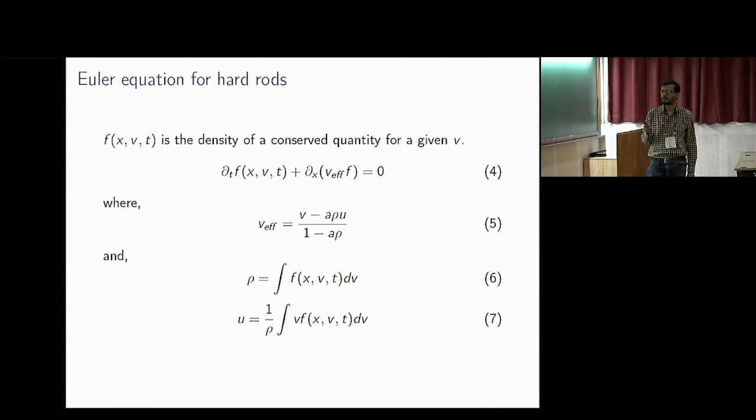Before going to the initial condition, I want to introduce the Euler scale hydrodynamics. This is the Euler scale hydrodynamics, and it is similar to the Liouville equation for a point particle gas, except that the effective velocity is different, and this comes from the finite size of the rods, which is A. If A is 0, the effective velocity is the same as the bare velocity, but the finite size renormalizes the bare velocity to give the effective velocity.